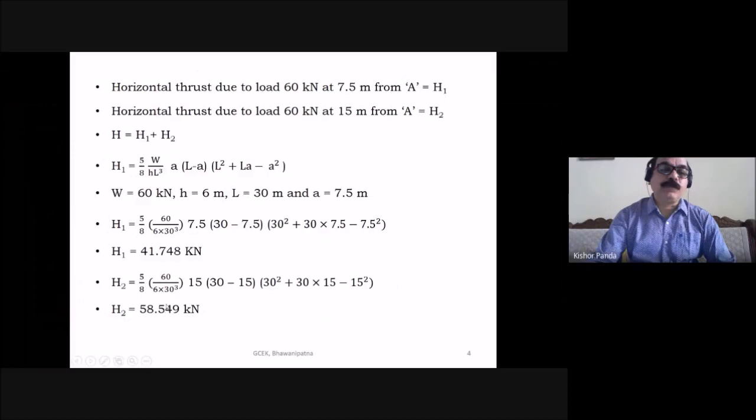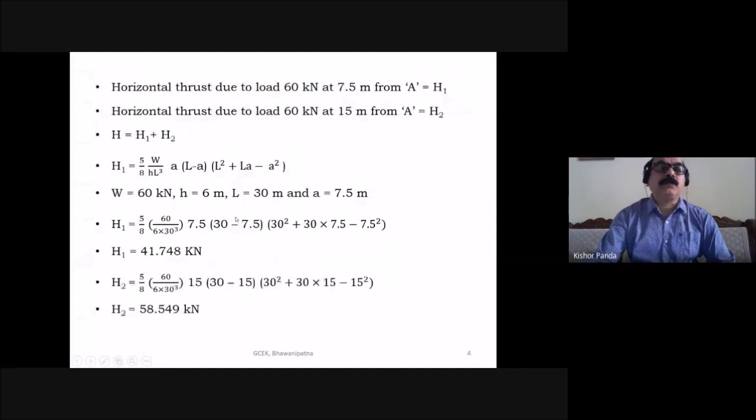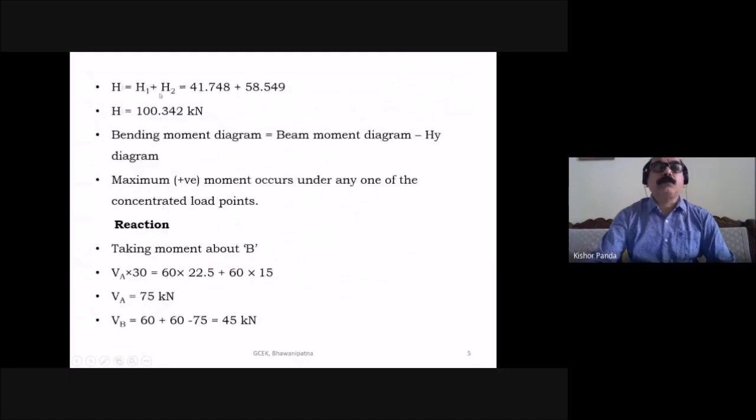H2 is equal to 58.549 kilonewton. This is your horizontal thrust due to this load, and H2 is due to this load. Then find out the total horizontal thrust. H is equal to H1 plus H2, 41.748 plus 58.549. The total is equal to 100.342 kilonewton.